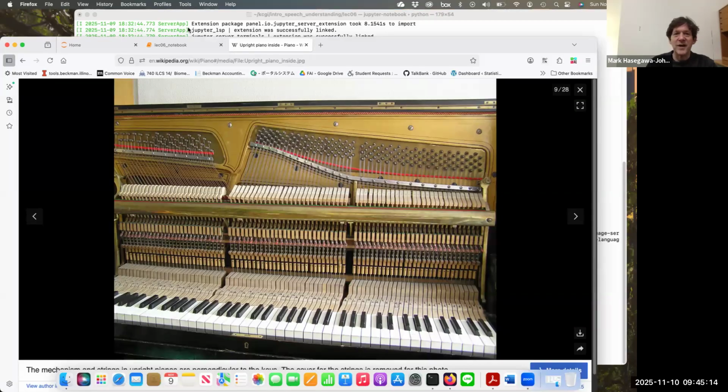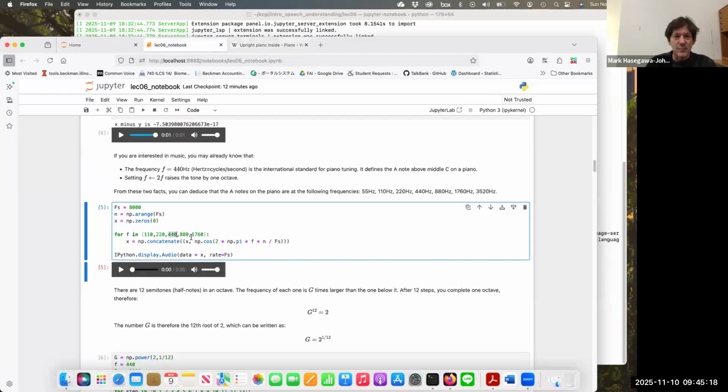It will play 5 different A notes because 440 is the middle one. That's the center of the piano. 880 and 1760 are each 1 octave up. 110 and 220 are each 1 octave down. So let's play those 5 notes. You can hear that it's going up 1 octave at a time.